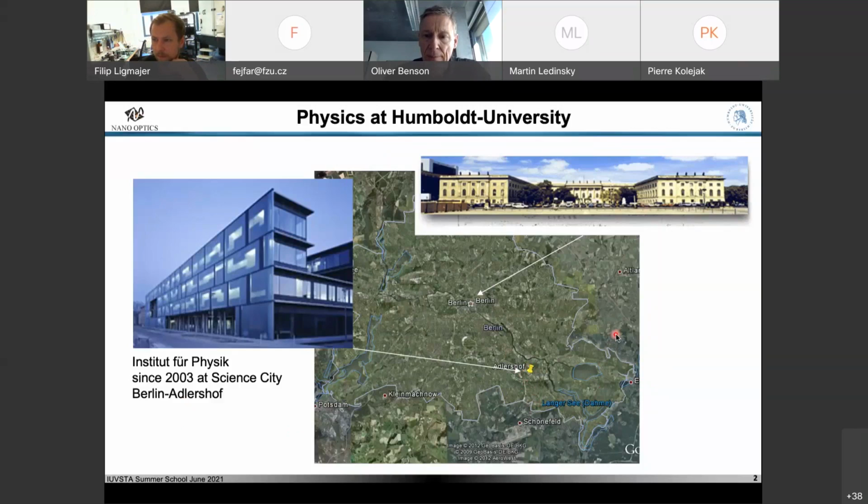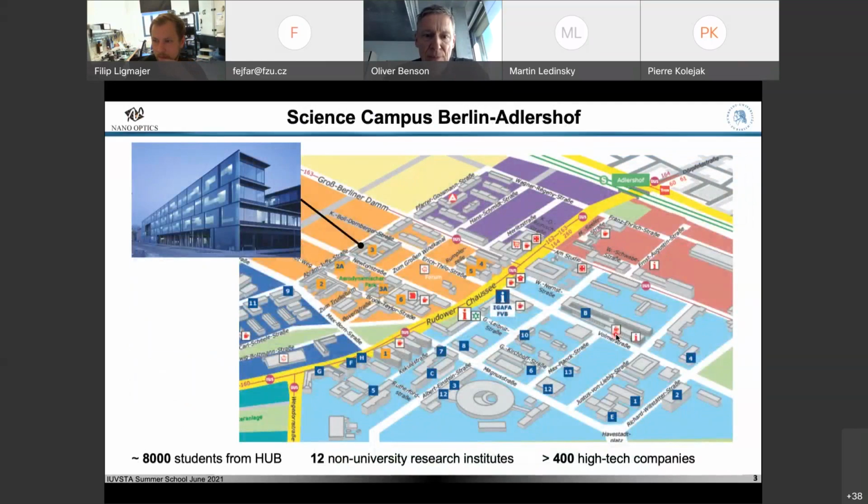This campus has some tradition, and it's a science campus, and all the science departments of Humboldt University are located here. Typically, we should have around 8,000, 9,000 students here. In addition to the university departments, there are about a dozen non-university research institutions and a number of smaller and very small high-tech companies. But all this campus is within walking distance, and it's nicely connected to the city center.